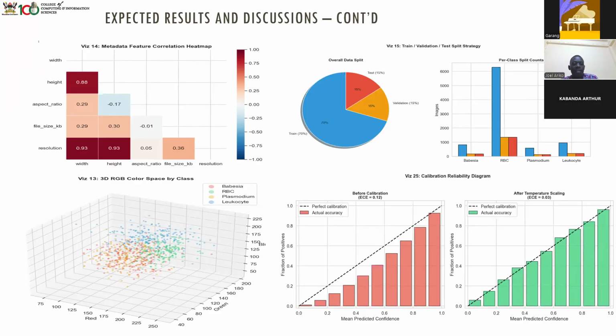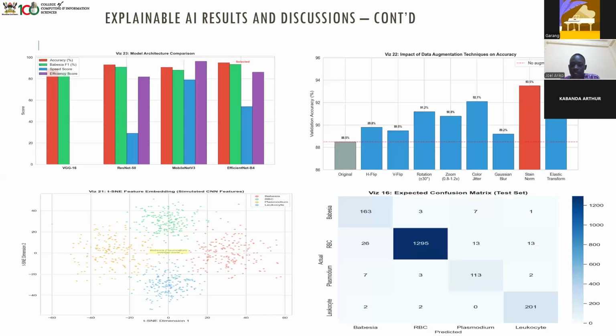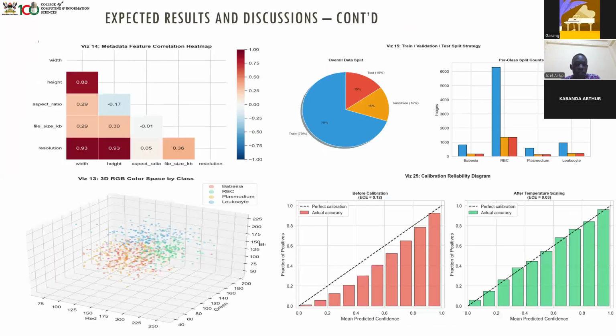way to remove some features, leave some features, or add them, in order to see that our model does not overfit or underfit. Then we had temperature scaling and so on.